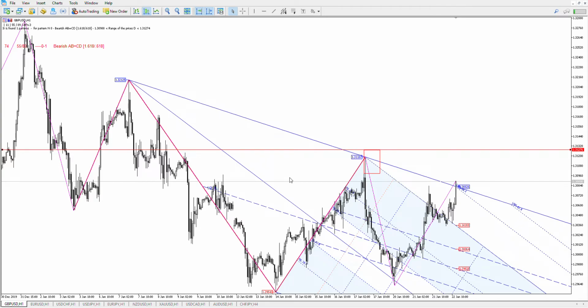And as you see, we've broken the pitchfork, and this is the channel. You see those dotted lines, they equate to Fibonacci. So we're above that, 13082. So it's worth monitoring. And I'll just make it a quick one on each one.